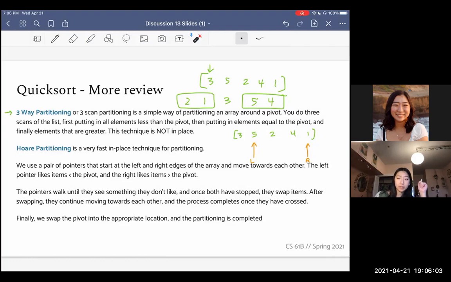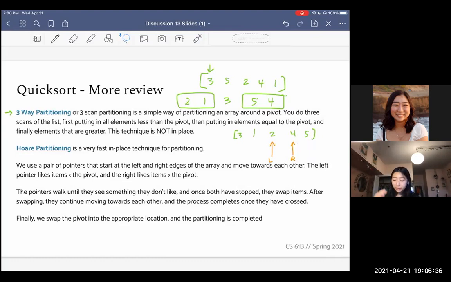So left pointer sits there. And then right pointer goes, wait, this is perfect. I also don't like what I'm pointing at because 1 is less than the pivot and I only like things greater than the pivot. And so left and right go, okay, we both don't like what we have right now. Let's trade. And so these swap. And now left and right go, okay, I'm satisfied. I can move on. And so left pointer moves up and right pointer moves down. They're walking towards each other, right?